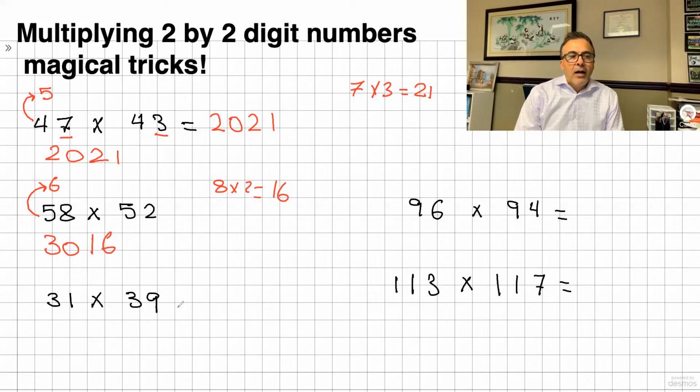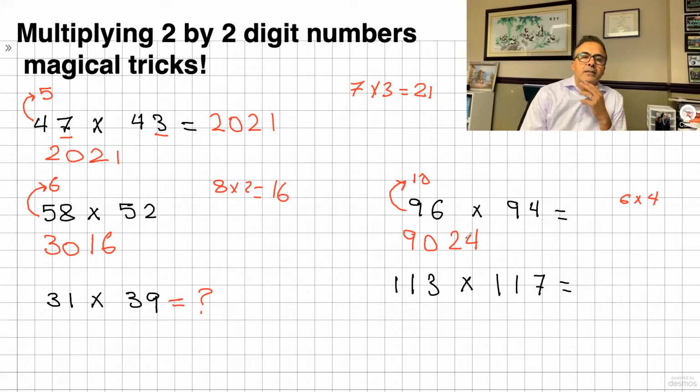Now, I'm going to leave this for you to do. So you could try this one here. Okay. And I'll show you one more though. For this one, the next number that comes after 9 is 10. So basically here, we go 9 times 10, which is 90. And then here, 6 times 4, which gives you 24.